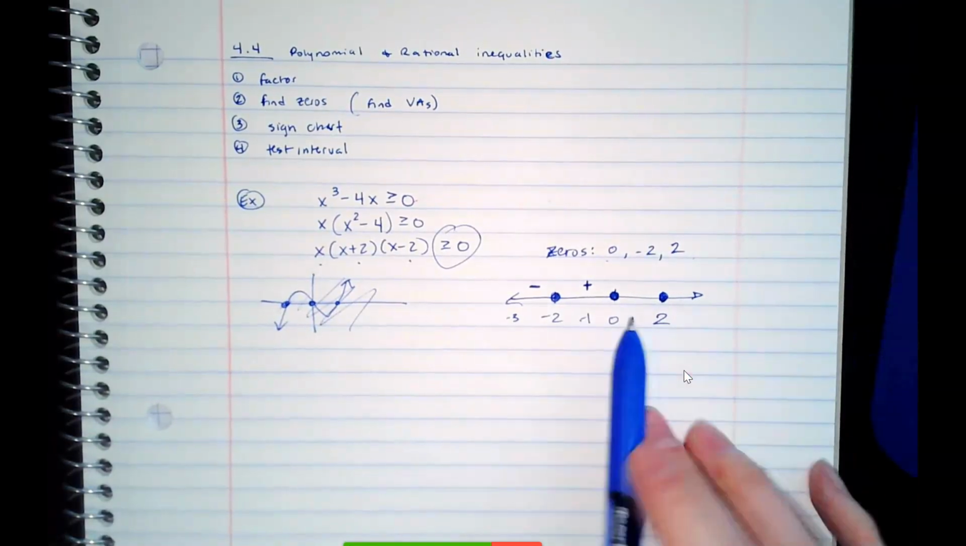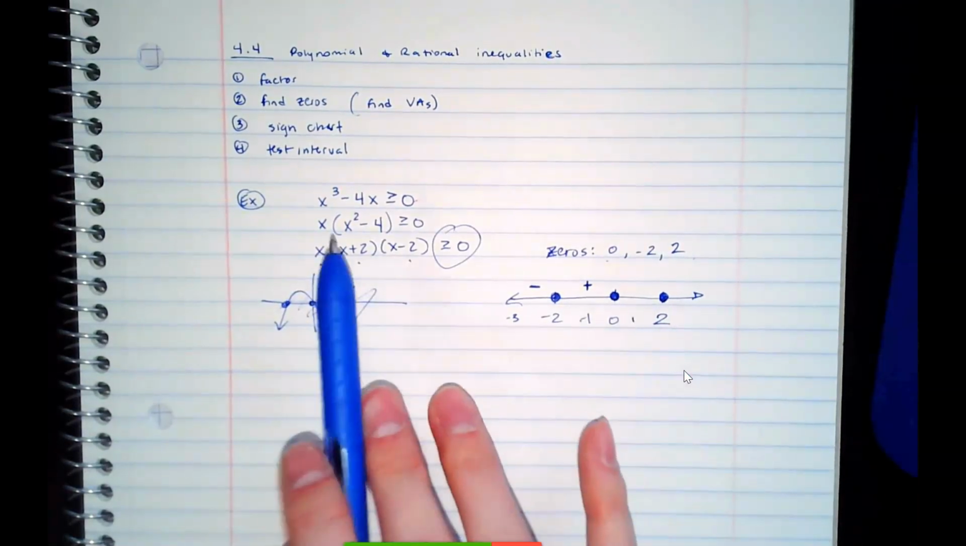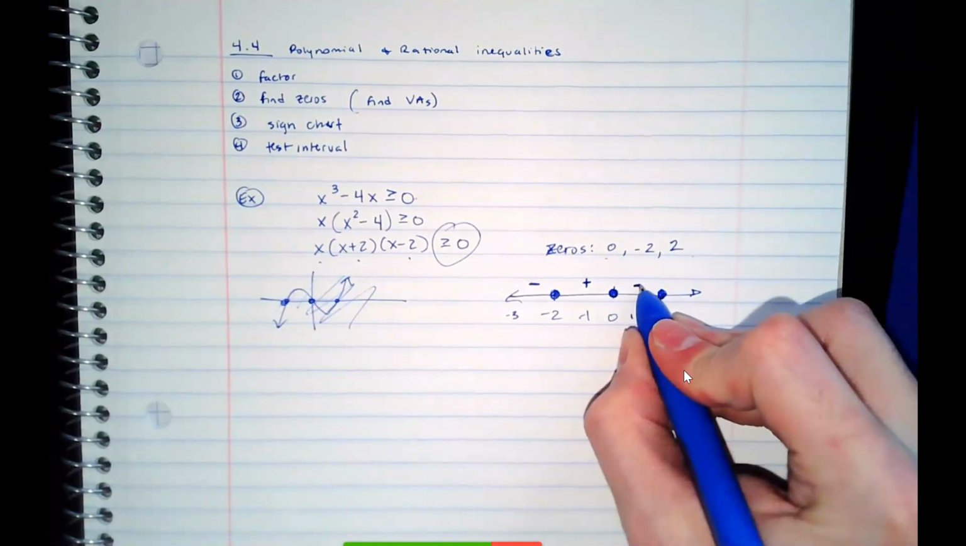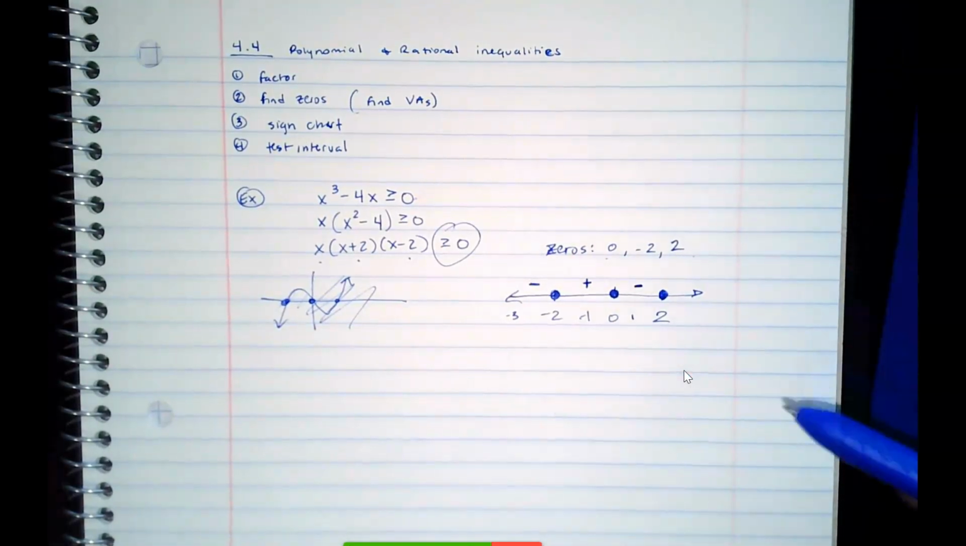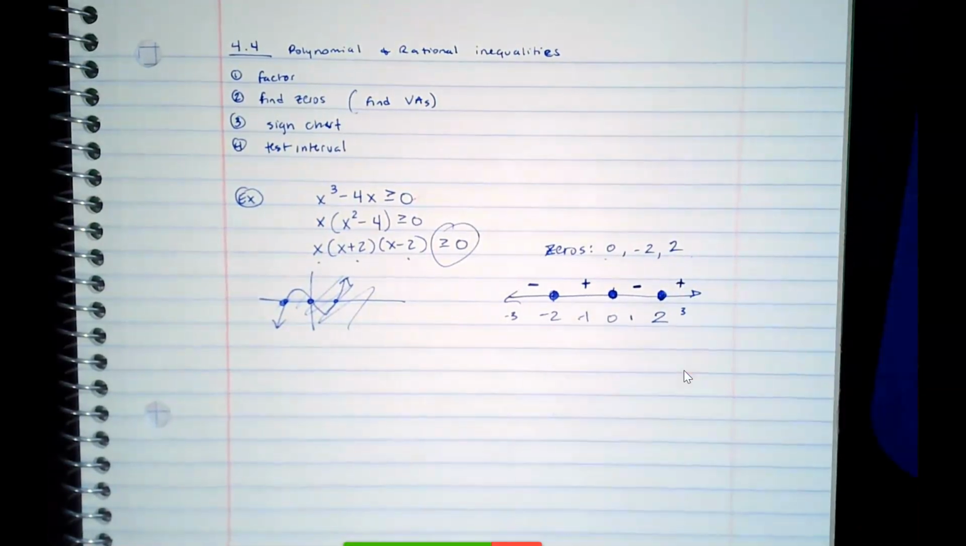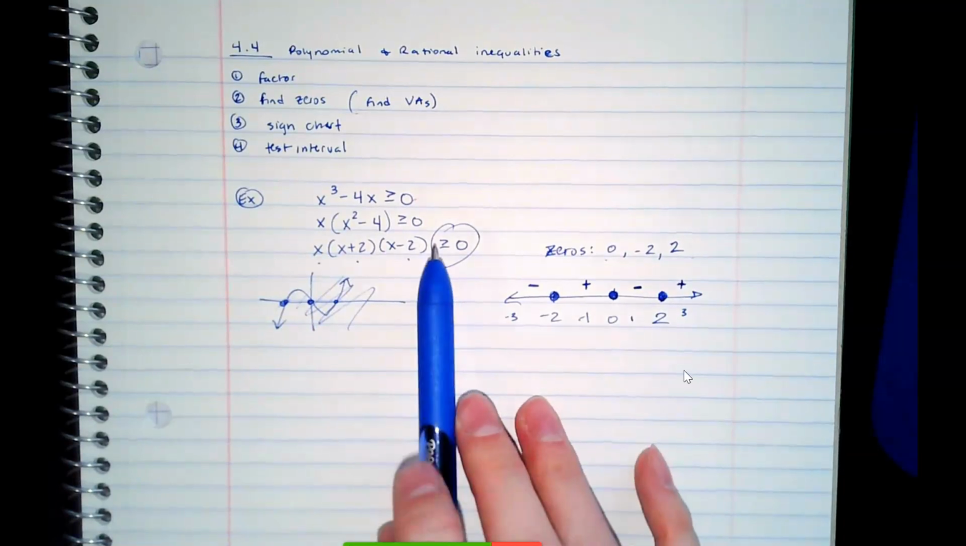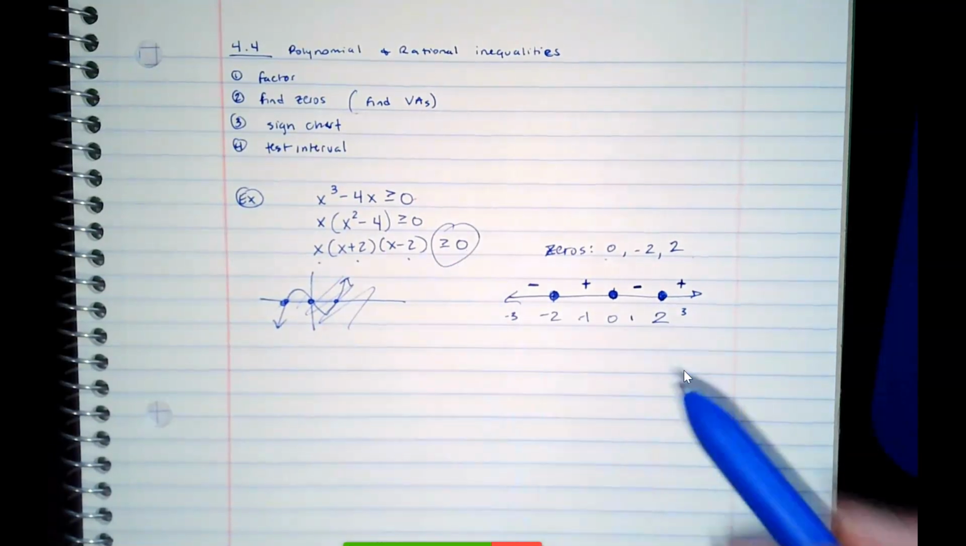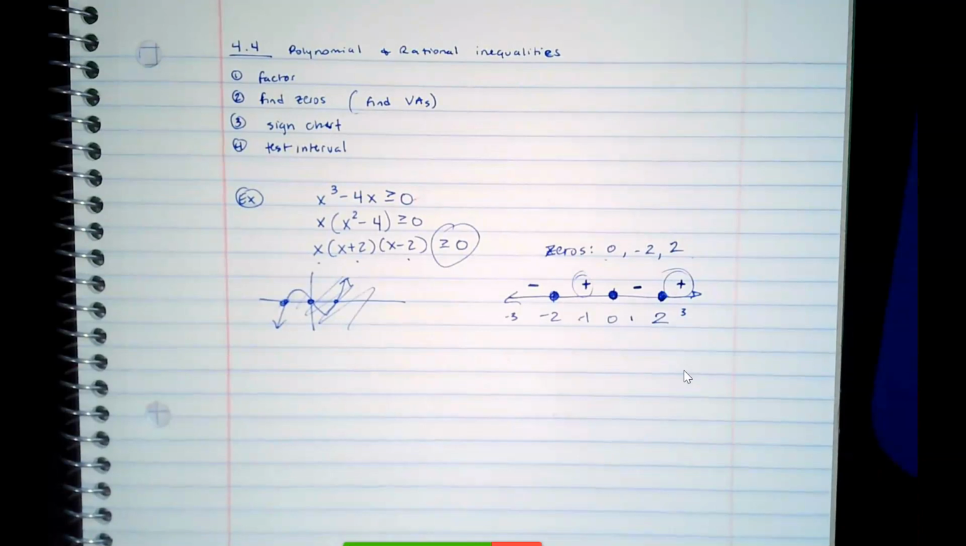We're going to test 1. How about between 0 and 1? Positive, positive, and negative. Multiplying those three things, we'd get a negative result. Something bigger than 2, like 3, for instance. Positive, positive, positive. Multiplying all positive numbers gives a positive result. And since we want to be greater than or equal to 0, we want the positive outputs.